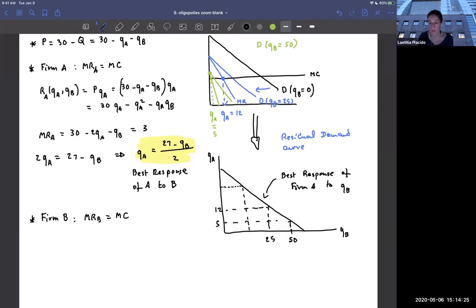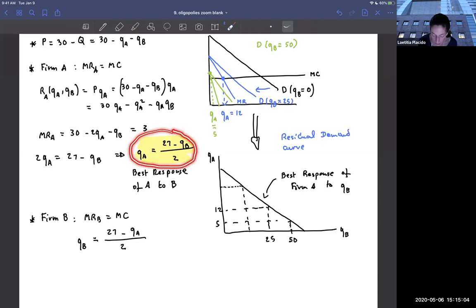So here there is a shortcut. Because when both firms have the same marginal cost, you know that both firms are going to have the same best response. You just need to substitute QA with QB and QB with QA. So I know that the best response of firm B to any quantity set by QA is going to be QB equals 27 minus QA divided by 2. You just look at the best response of QA and you replace A by B and B by A.